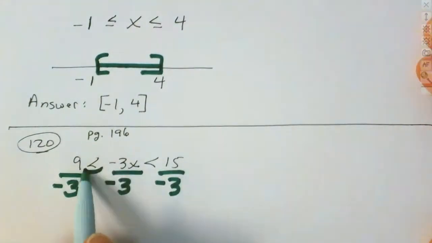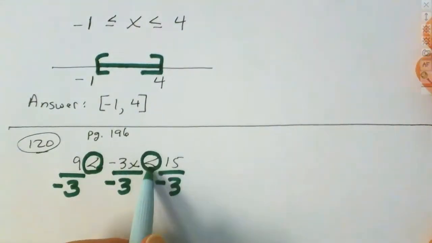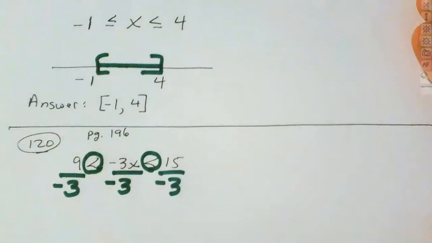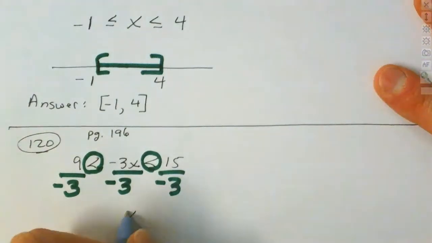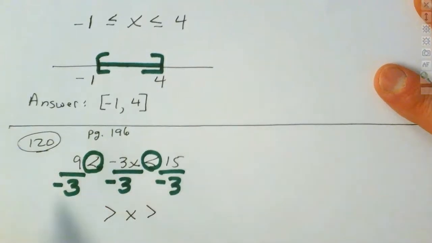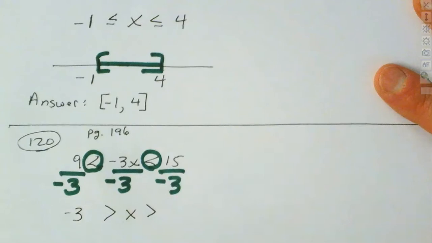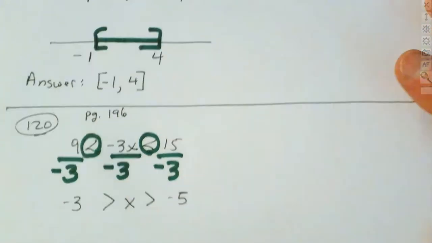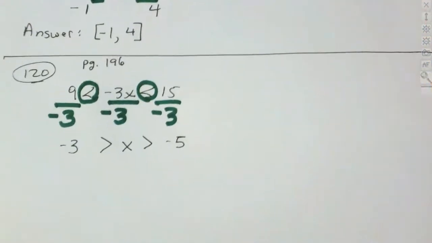When I divide by a negative, that always switches your inequality. So the x is in the middle, and I'm going to go ahead and switch these inequalities. 9 divided by a negative 3, that makes it a negative 3 on the left. 15 divided by a negative 3, that is a what? Negative 5. Now, look at the order of them.